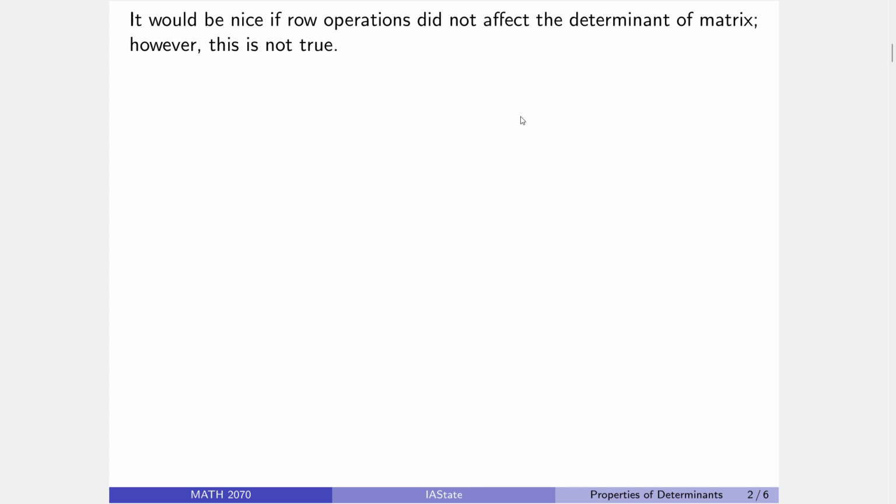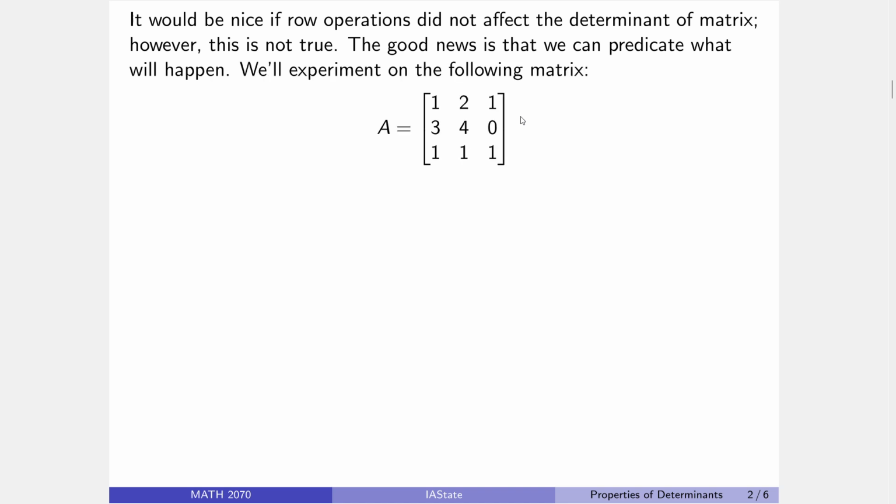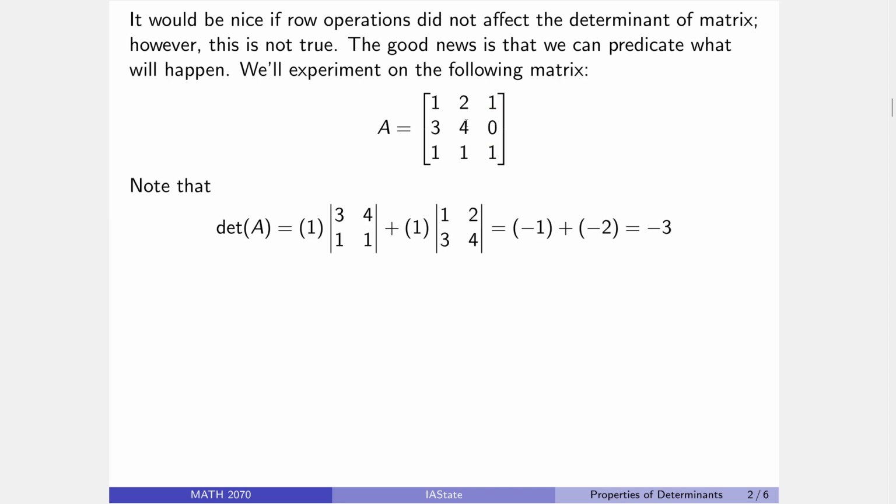And as we're going to see throughout this experiment we're about to perform on the following matrix, we'll be able to predict what row operations will do, and furthermore, we'll see kind of why the cofactor expansion is the way it is. So we'll experiment with this matrix, 1, 2, 1, 3, 4, 0, 1, 1, 1. We see a column, or a row, that has a 0 in it, so we're going to cofactor expand on that. I'm picking the column.